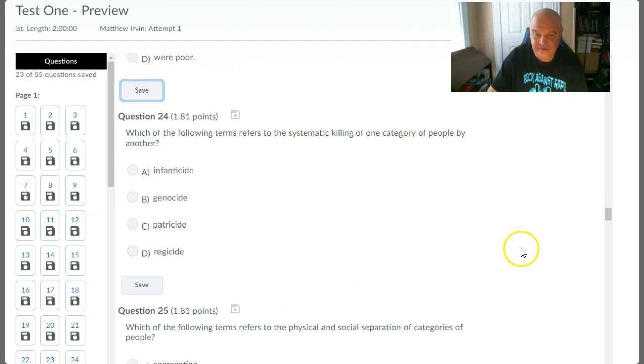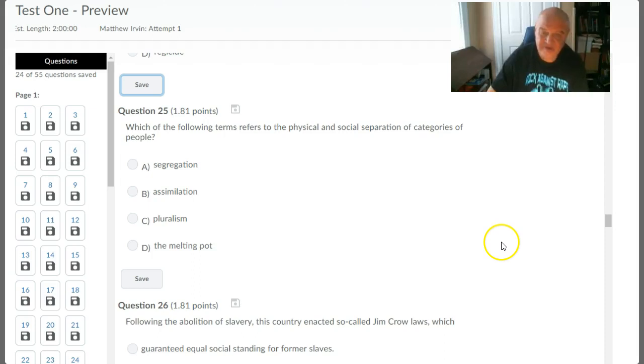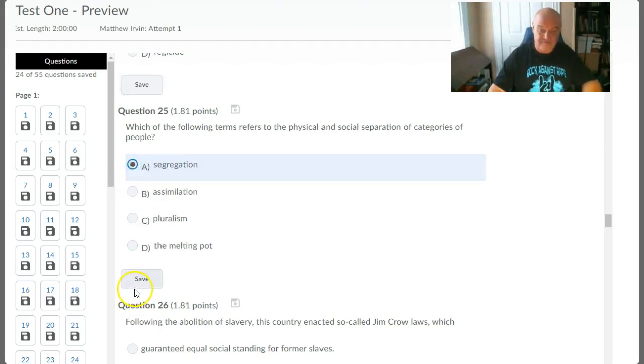Which of the following terms refers to the systematic killing of one category of people by another? That is genocide. Question 25. Which of the following terms refers to the physical and social segregation, or separation of categories of people? Well, sorry about that. I gave the answer away. It's segregation.